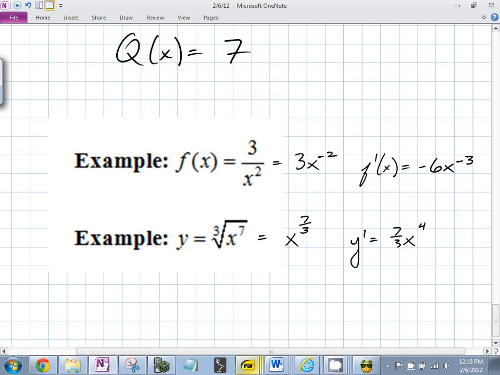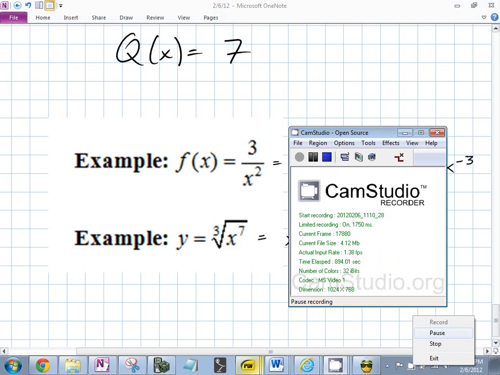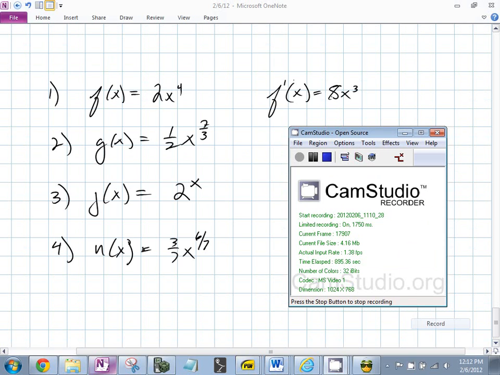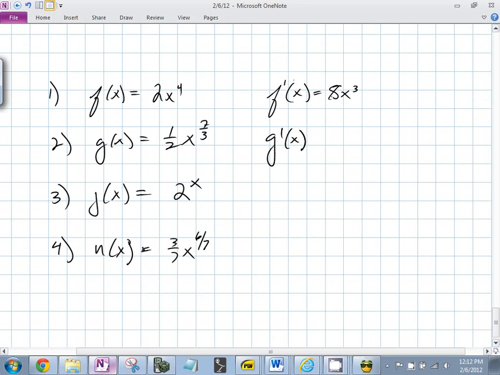Okay. Who wants to do the second one here? Raise your hand. What's g prime? What is it? 7, 6, x to the 4th. Cool. Okay. Can someone tell me what this one is? Someone raise their hand. Just tell me what it is. Anybody? Daniel, what is it? 2x to the x minus 1?